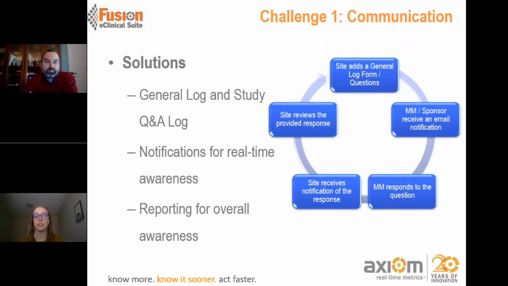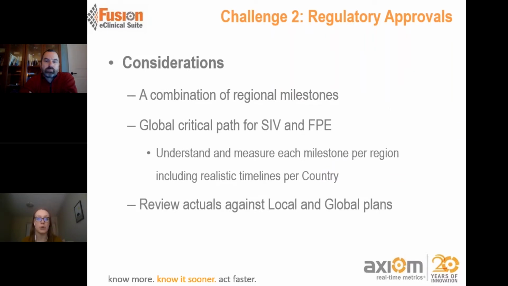So there's kind of two parts. There's the documentation. So we're removing the need for all of the email communication and potentially it not going to the right person or the right group of people, but also being able to share that confirmed question and answer as part of the Q&A. And as we noted there's the notifications, the reporting for that overall awareness as well. On the regulatory approval side, Brian?